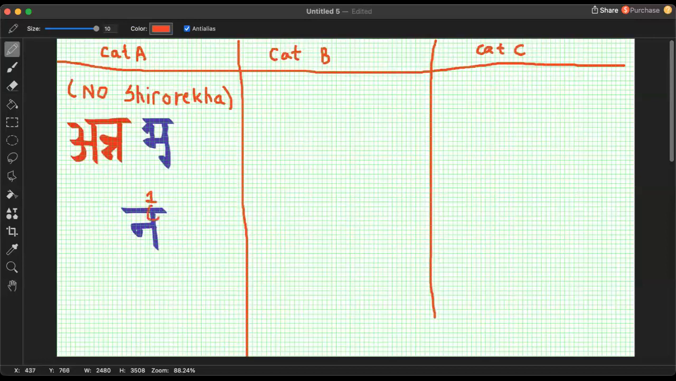Only one time it is touching the Shiroreka. In this scenario, if you're writing this "no" alphabet as a conjunct, the Shiroreka will vanish. It will not be seen. We will write "no". This is "anna", so "no" is the conjunct here.